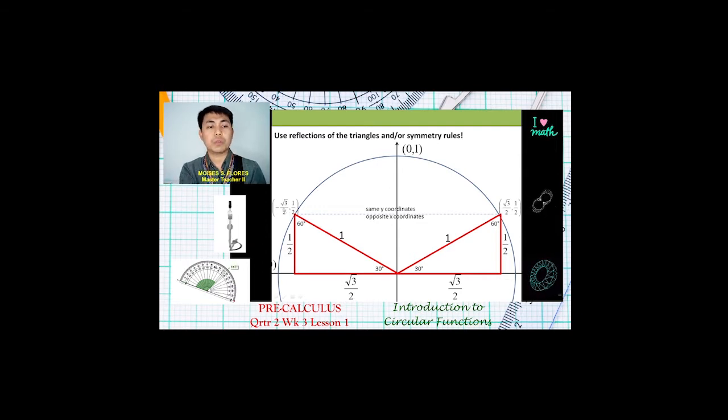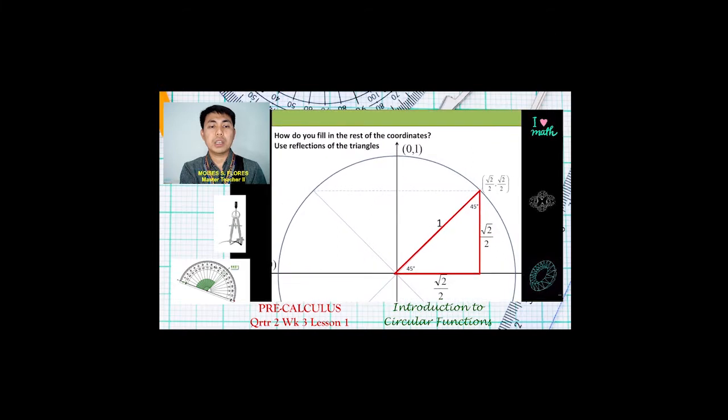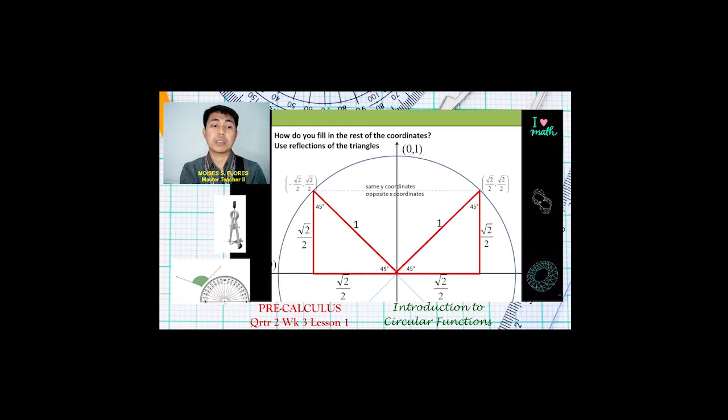quadrant 2. Okay. Now, next one is on the 45, 45, 90. So our coordinates there are square root of 2/2, square root of 2/2. Again, use reflections of the triangles. There you have it. So the same coordinates with respect to y, but opposite with respect to x. So there you have negative square root of 2/2 and then square root of 2/2. So there you have it, guys.